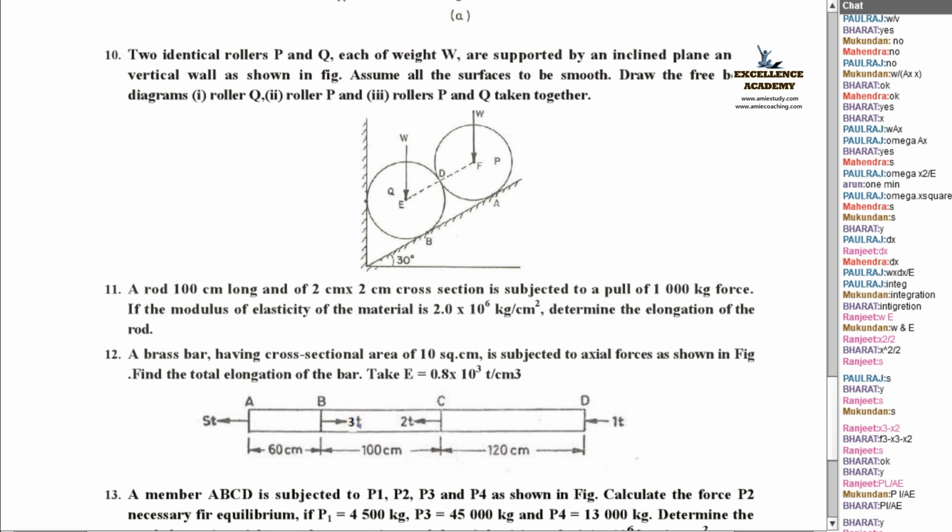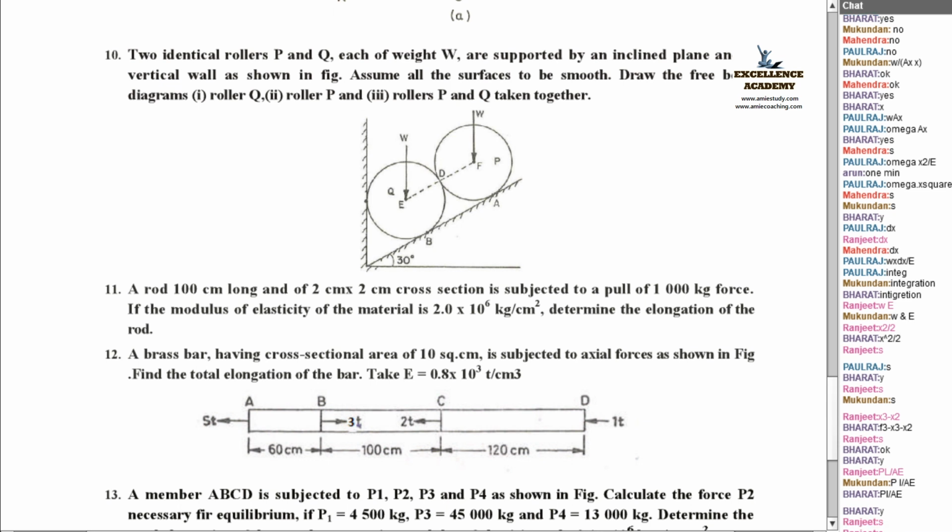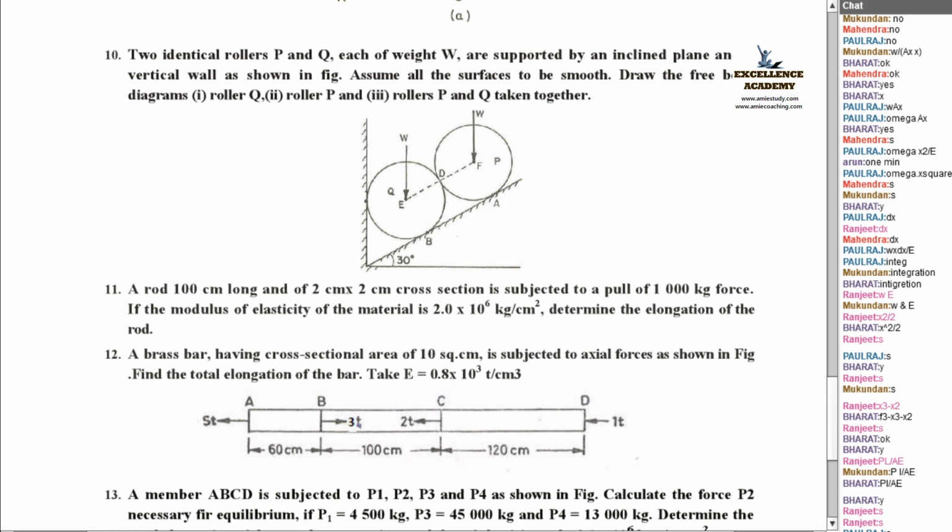Okay, please read it. A rod of 100 centimeter long of 2 centimeter by 2 centimeter cross section is subject to a pull of 1,000 kilogram force. If the modulus of elasticity of the material is 2 into 10 raised to 6 kilogram per centimeter square, determine the elongation of the rod.